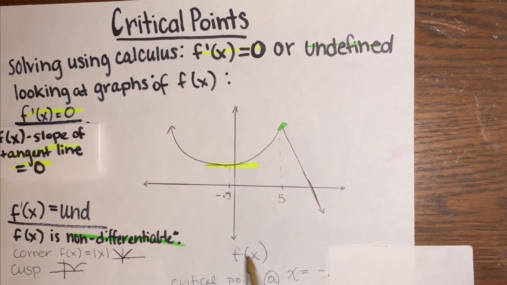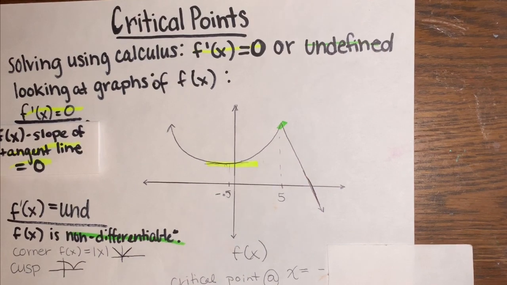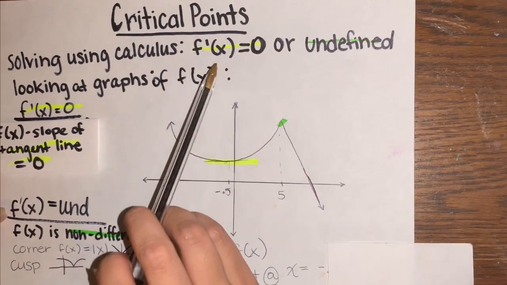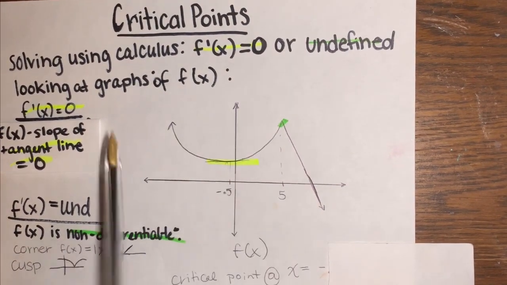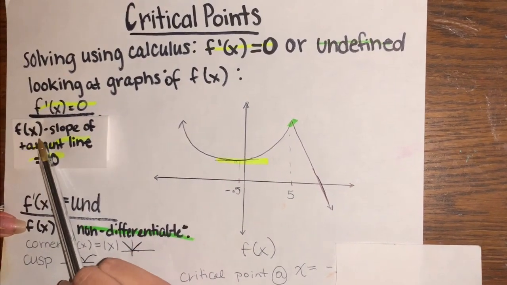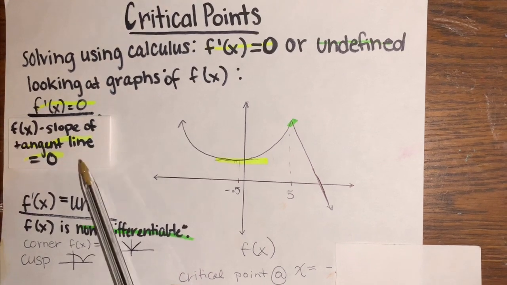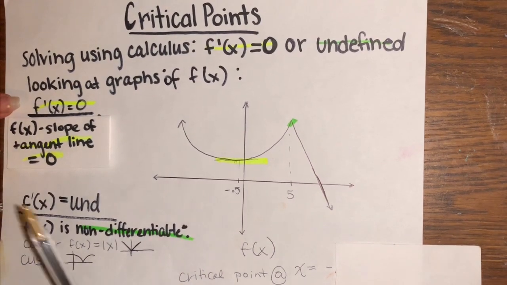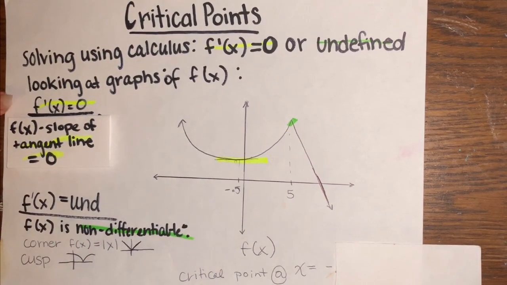But what happens when you're given the graph of f of x? Well, remember that critical points occur where f prime of x is equal to 0 or undefined. So what does that mean? That means when f prime of x is equal to 0, f of x has a slope of a tangent line equal to 0. When f prime of x is undefined, that means f of x is a non-differentiable point.